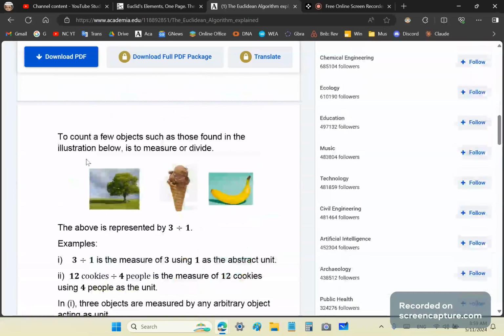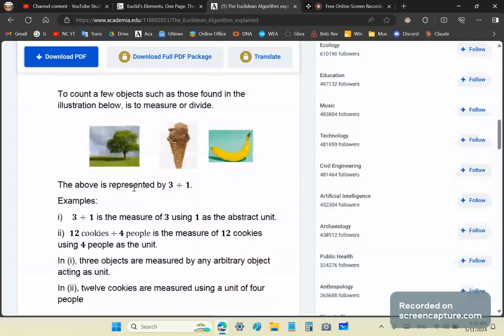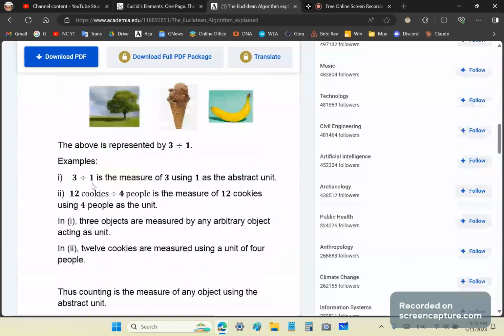To count a few objects, such as those found in the illustration below, is to measure or divide. Okay, why is it to measure or divide? Well, because you're considering this to be a number and you're measuring it with 1, 2, and 3, right? So 3 divided by 1 is the measure of 3 using 1 as an abstract unit, okay? And in the second example, we have 12 cookies divided by 4 people. That's the measure of 12 cookies using 4 people as a unit, okay? So you use 4 people as a unit.